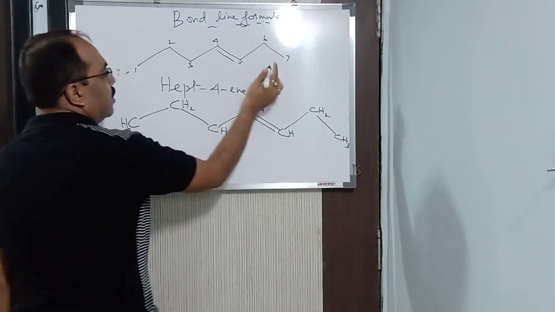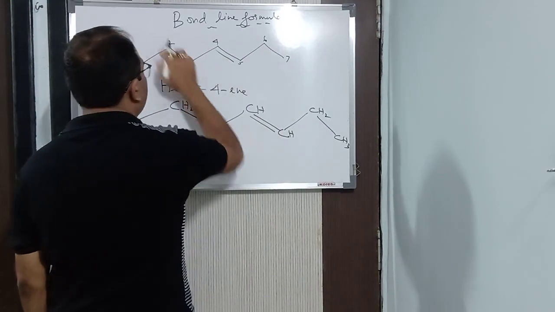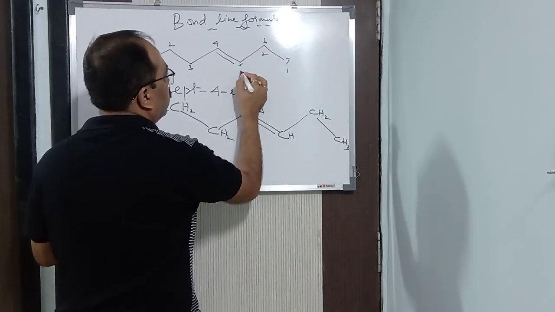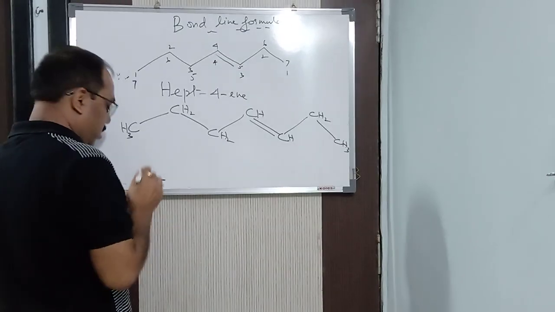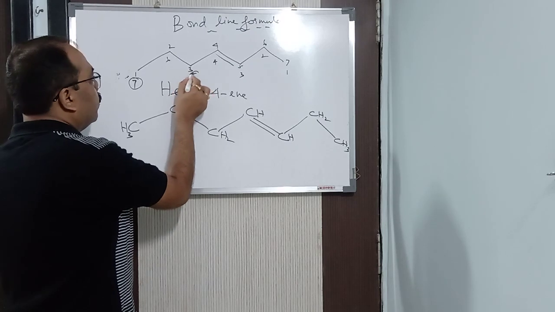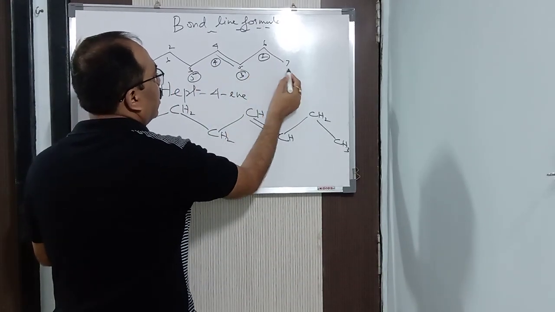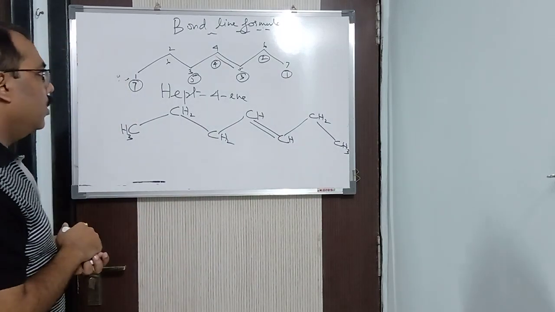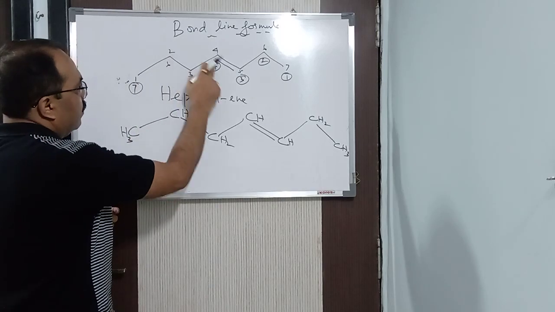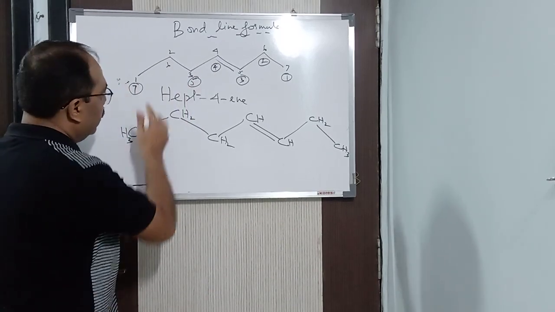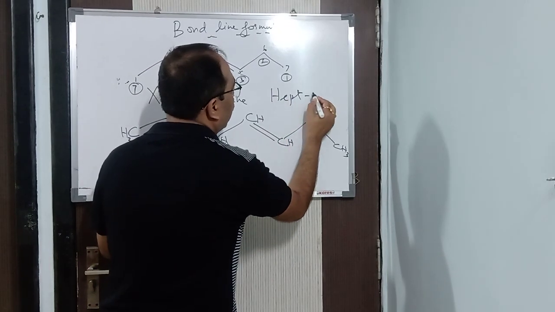If I count from the other side, 1, then 2, 3, 4, 5, 6, 7. I am putting this one in a circle so that you will not be confused. In this way, you find that from one side the double bond comes in the third position and from this side the double bond comes in the fourth position. So which is correct? This is wrong. Then which is correct? Hept-3-ene is correct.